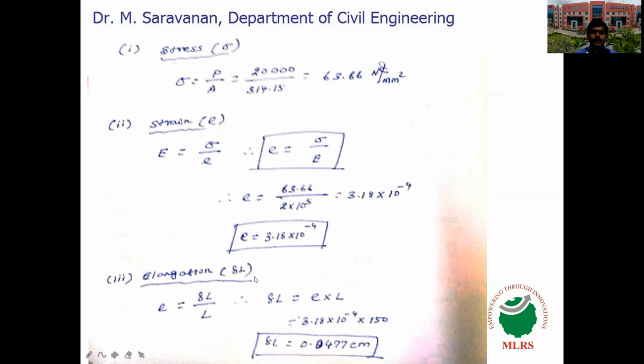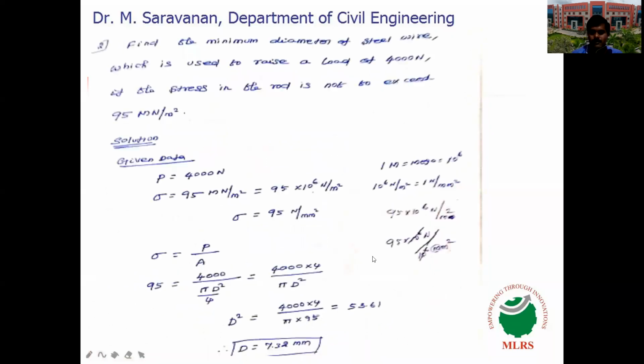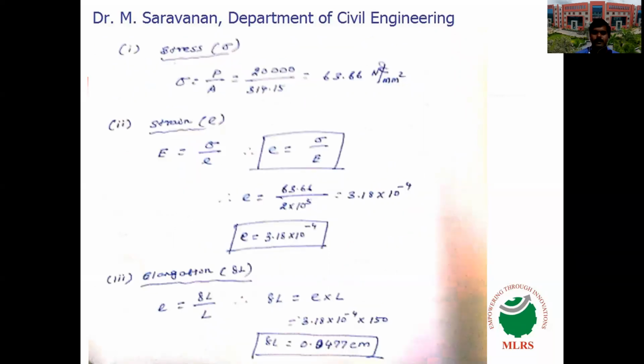And then the elongation delta L. You know strain is equal to change in dimension by original dimension, that is change in length by original length. Here the change in length is nothing but elongation. So change in length is equal to strain into original length. The strain value and the length you know, so if you substitute, you will get the delta L value. Here I substituted 150 centimeter length, so the answer is also in centimeter. If you substitute in mm, you will get the answer in mm.